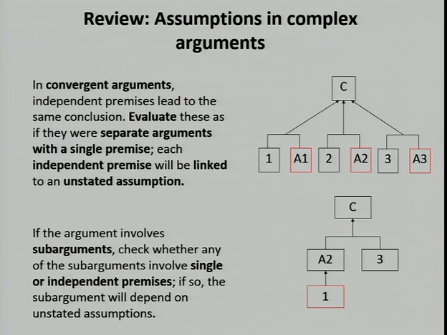And then the same thing is going to happen at the lower level for sub-arguments as well. If a sub-conclusion depends on a single premise, then that again is going to be something for which you need an additional assumption. So that was the squashed version of what we did last time. Anything unclear about that?